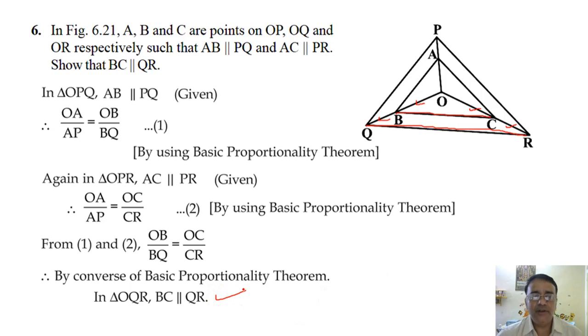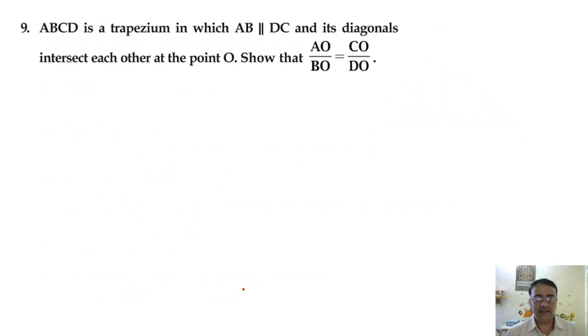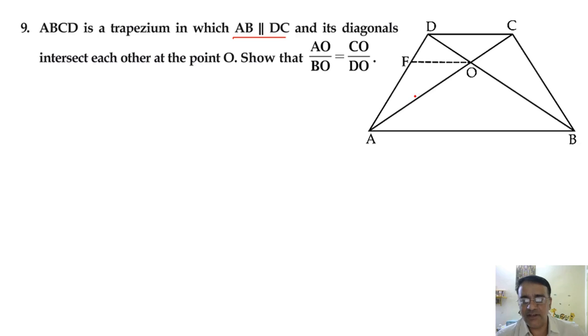Right. Now we'll move towards question number 9. Now this is a very good question, very important also. ABCD is a trapezium in which AB is parallel to DC and its diagonals intersect each other at the point O. Show that AO upon BO is equals to CO upon DO. So एक डायग्राम ड्रॉ कर लिए, इसमें एक कंस्ट्रक्शन करेंगे हम लोग. Through O we will draw one parallel, OF parallel to AB. It is also parallel to DC.